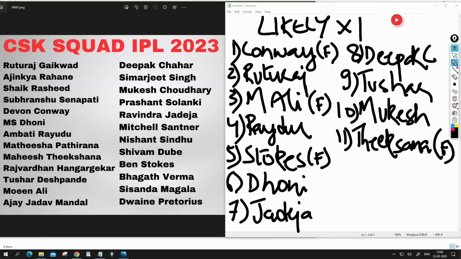We need to understand that this is the 11 that they put out after the toss. This is the starting 11. So Mitchell Santner cannot replace Theekshana because, like you said, a foreigner. There are already four foreigners. I think Chennai is very, very simple. If Chennai are batting first, and this is the 11, then Prashant Solanki comes in as an impact player. He bowls leg spin.